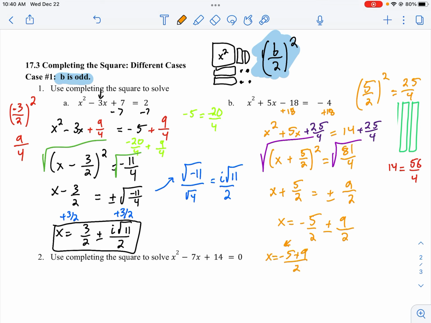Negative 5 plus 9 over 2 would be x equals 4 over 2, which is 2. And then our other one would be x equals negative 5 minus 9 over 2, that's negative 14 divided by 2, which is negative 7. Okay. So that is another completing the square example when b is odd. To be honest, for B, that's actually one we could factor, so maybe completing the square isn't the best way to do it, but it works for all quadratics. So go ahead and try number 2. There is one more case we need to look at after this, so after you finish number 2, head to the next video.